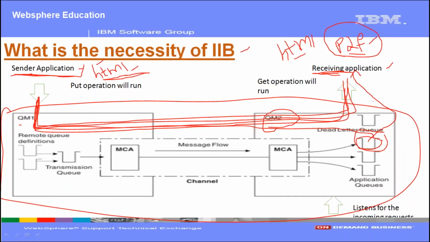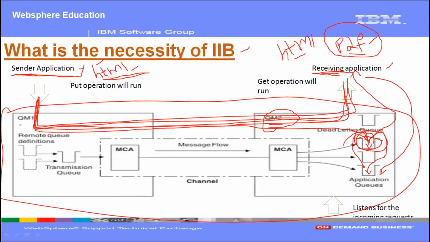But now the problem is in MQ, if a message comes to one queue, it will lie in that one queue only. There is no mechanism in MQ by which it can be routed to another queue. For example, if the receiving application is connected to another queue, but the message came to this queue, then the message needs to be routed from this queue to that queue, and only then can the receiving application process it. So this facility is not there in MQ.